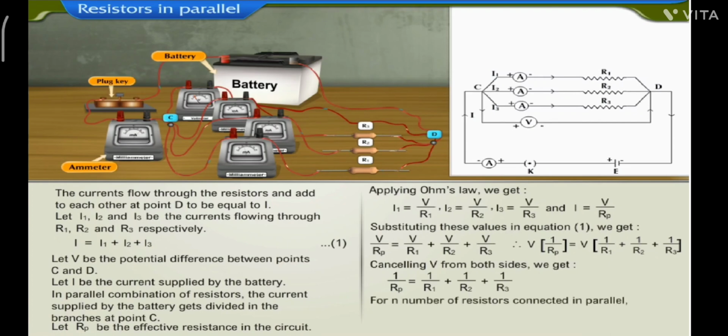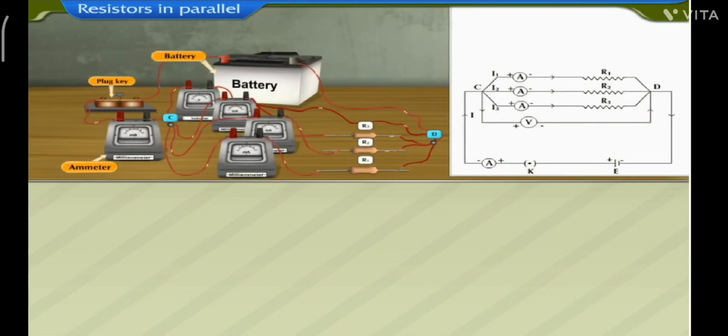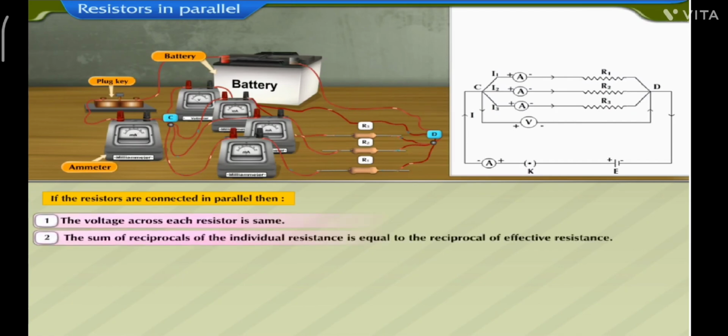For n number of resistors connected in parallel, we get 1 divided by Rp is equal to 1 divided by R1 plus 1 divided by R2 plus up to 1 divided by Rn. Let us note some important points. If the resistors are connected in parallel, then the voltage across each resistor is the same. The sum of the reciprocals of the individual resistance is equal to the reciprocal of the effective resistance.